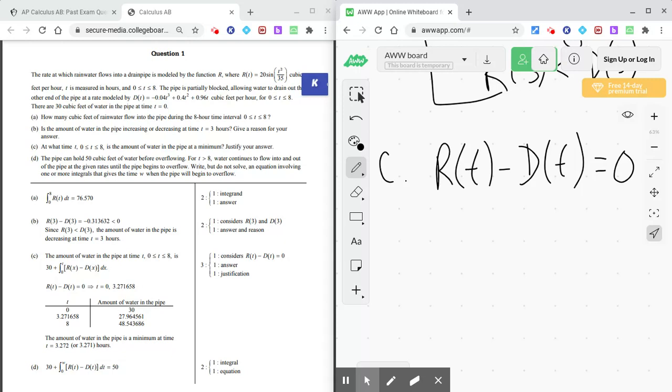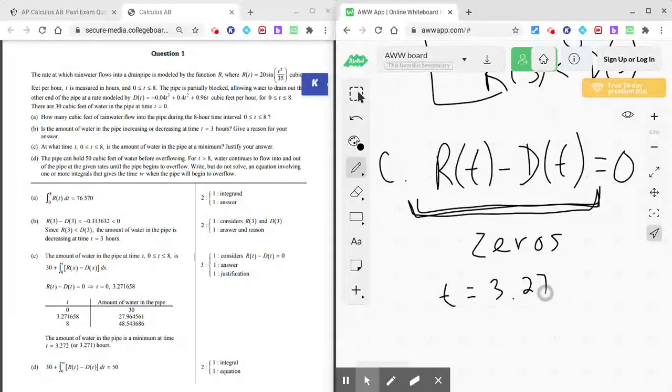Well, to find when this is equal to 0, I'm not going to use my home screen. I'm going to put R of t minus D of t into my graph screen and see on the interval 0 to 8 when this is equal to 0. I'm going to use my zeros function in my calculator on the graph screen to see when this thing is equal to 0. I'm going to put it all in. It's going to take a second. I'm going to make sure I get it right. It's all good. So I see that this is equal to 0 specifically at time equals 3.271658. That's the time when R of t minus D of t equals 0.